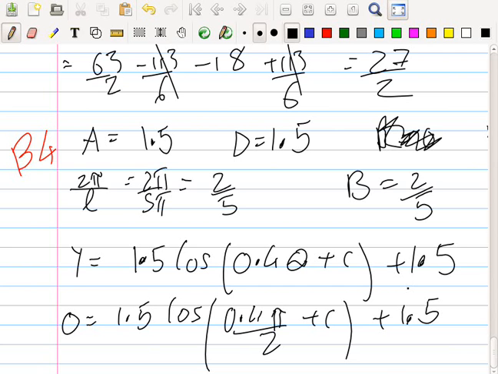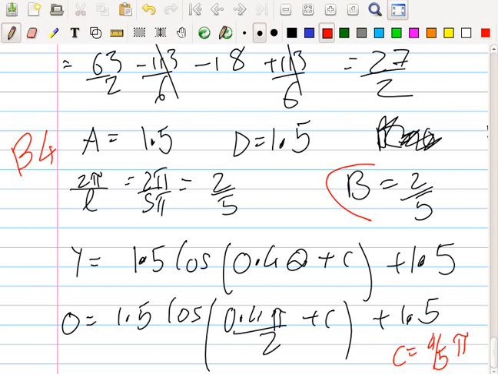Wait, please. Let me try. Take the 1.5 to the left and divide by 1.5. That's minus 1. Cos inverse of minus 1 is pi. And then bring over the minus 0.4 over 2 pi. So 4 over 5 pi for C. Okay. So C is 4 over 5 pi.